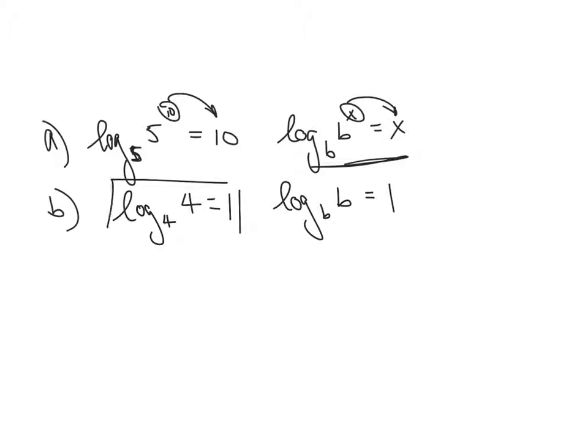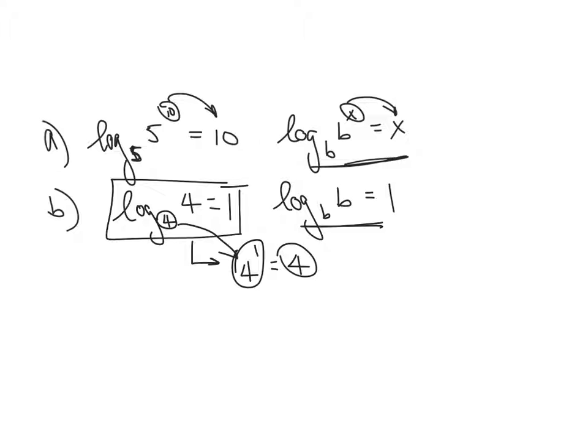All right, so let's look at what happens here. I'm just telling you it's 1 based on this, but let's see where that comes from. Let's move this into exponential form, and maybe that'll be easier. 4 to the first power equals 4. That's a true statement. 4 to the first power always equals itself. And that's basically what this is saying.